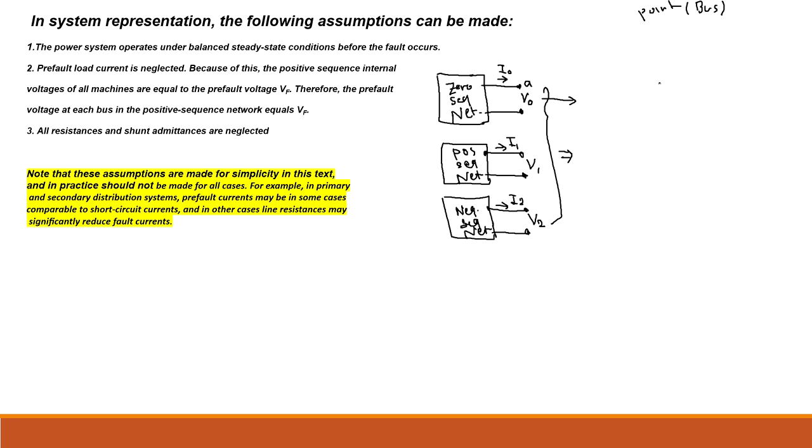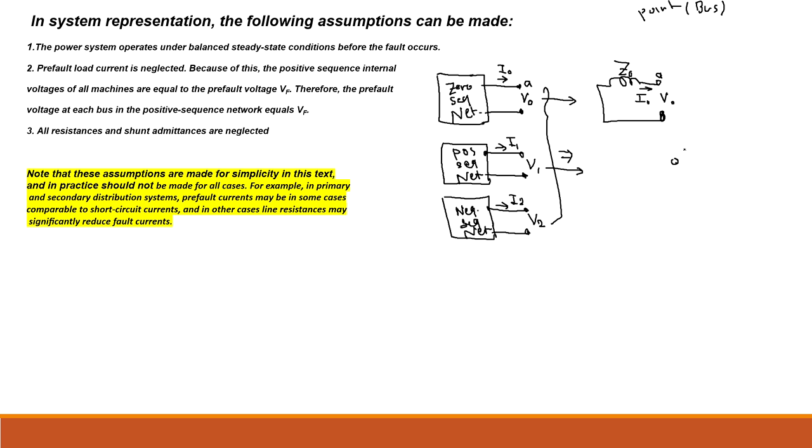And this is the reduced circuit. This is the Thevenin equivalent circuit. This is terminal A. And this is V0. And this is the Thevenin equivalent impedance of the zero sequence network viewed from the terminals at the point of fault. Okay, this is I0.